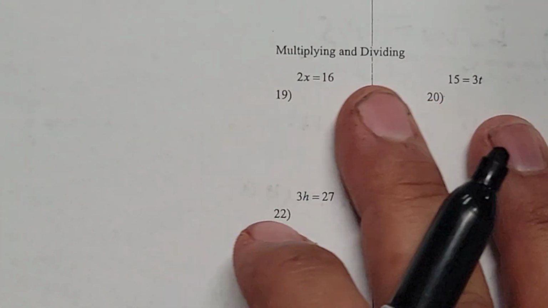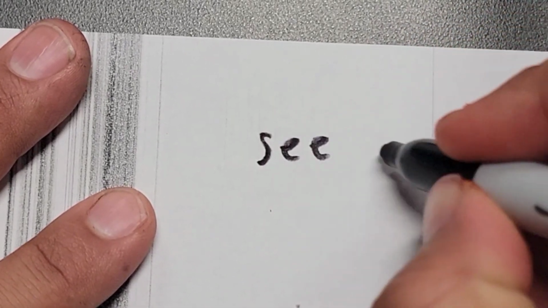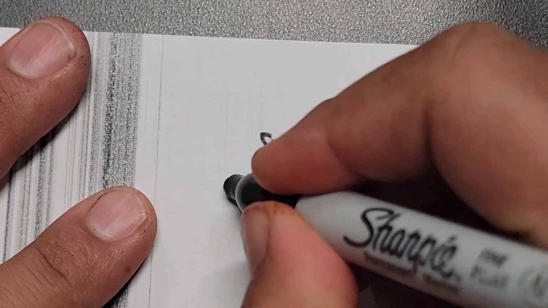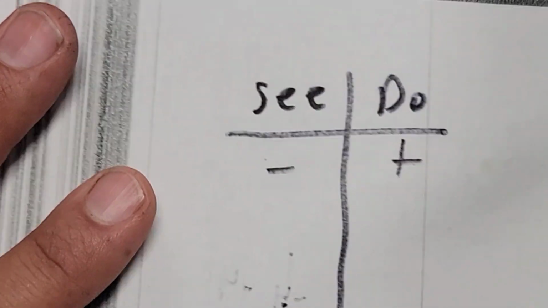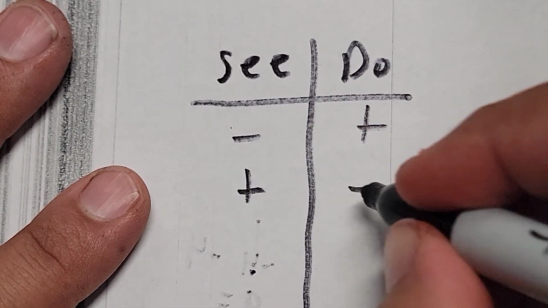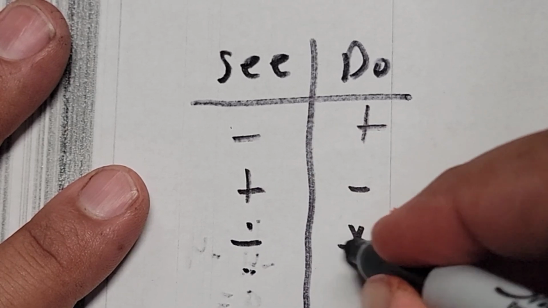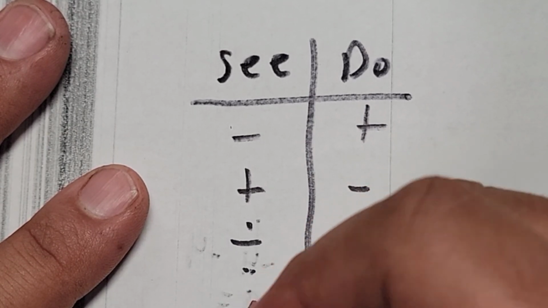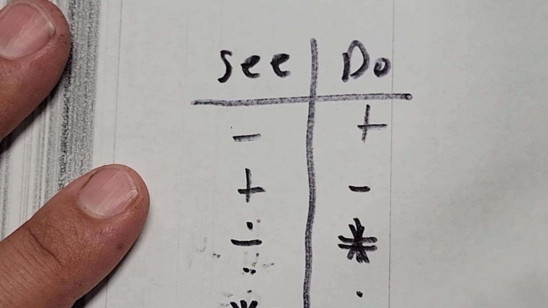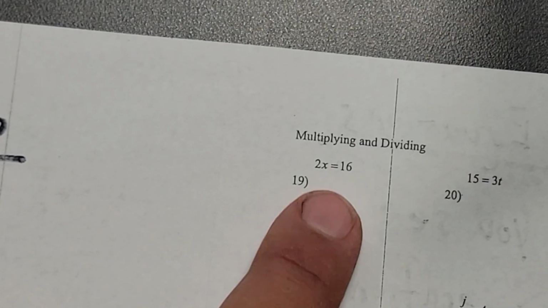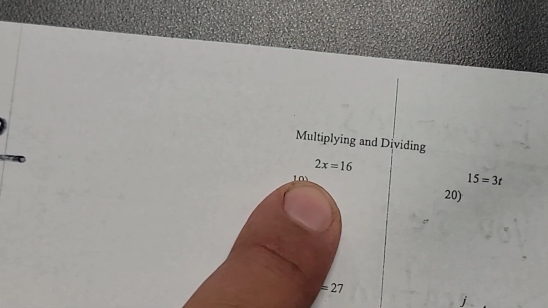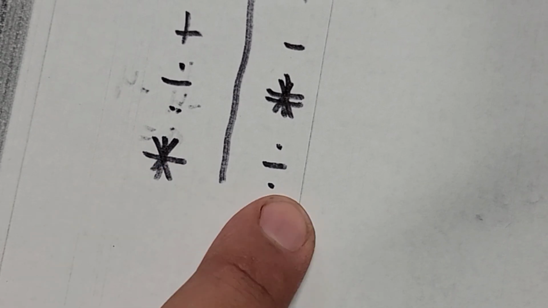Now on the back, we have multiplying and dividing. Same thing. Let me write down my see-do method: minus, plus, plus, minus, division, multiplication, and multiplication, division. Right here, I see these multiplying. Whenever you see a number and a letter right next to each other, they are multiplying. So the opposite is to divide.